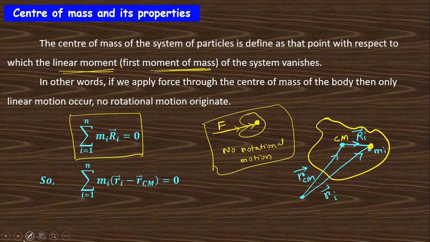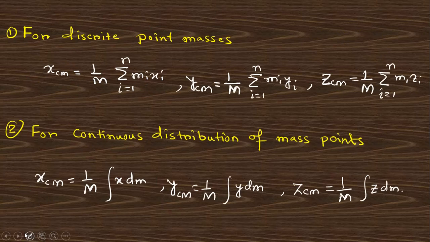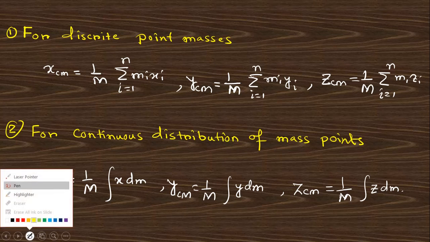Okay, so if you put this value, you will get this equation, and then separate out. RCM is a constant, it does not vary, it is a constant position. So it can be taken outside the summation. The mi is one mass point, and the summation of mi will be the total mass M of this body. So you can get the position of the center of mass: RCM will be 1 by M summation mi ri. This is the formula of the center of mass. This center of mass can be calculated in two types of cases.